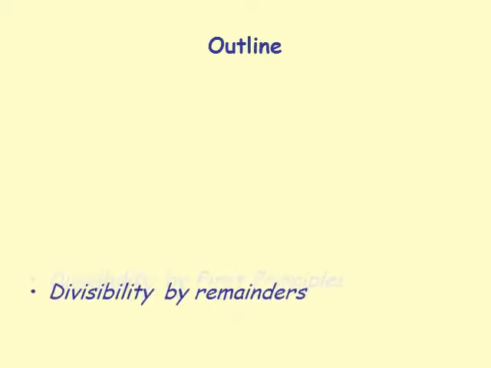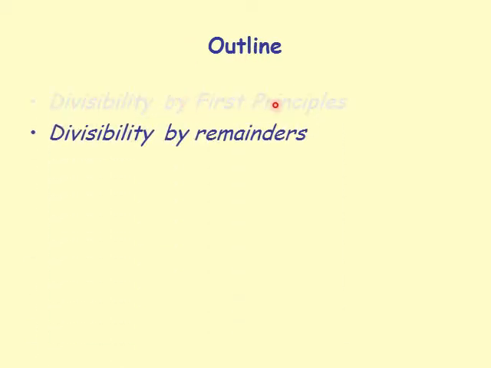We are at the next section here. We discussed the first principles. Now we would discuss how to use remainders to determine divisibility of a number by a divisor. Okay, let us continue here.